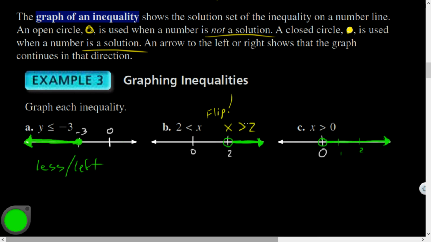Yeah, everything bigger than 2. So, like, 3 is a solution. 4 is bigger than 2. 5 is bigger than 2. When I flipped it, yeah.